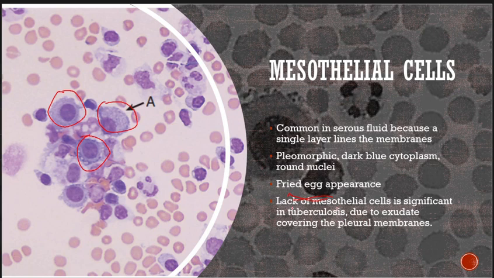Lack of mesothelial cells is significant in tuberculosis due to exudate covering the pleural membranes. So if you haven't found mesothelial cells in your sample, it is significant, and we can associate it with tuberculosis.